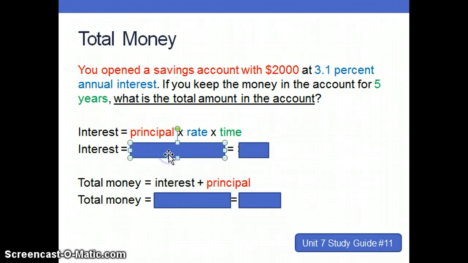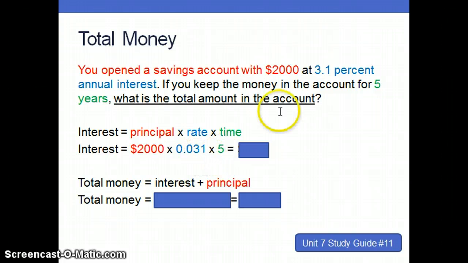Okay, I'm going to reveal. So hopefully for interest, you were multiplying your principal of $2,000. Your rate, 3.1%, is really 0.031. And your time was 5 years. You multiplied those out and you got $310.